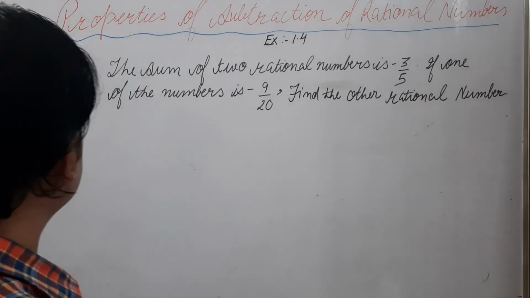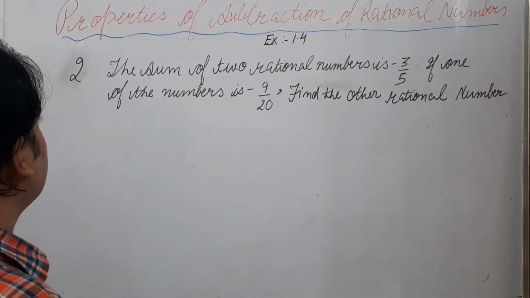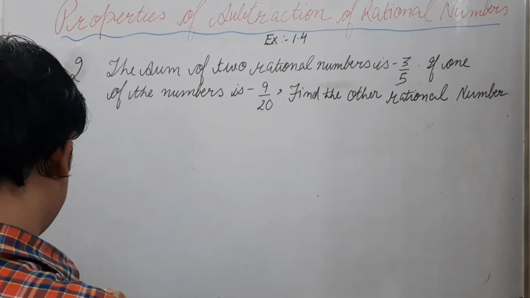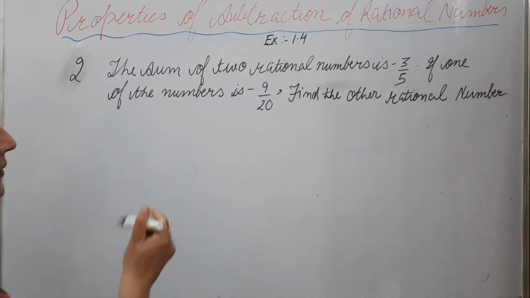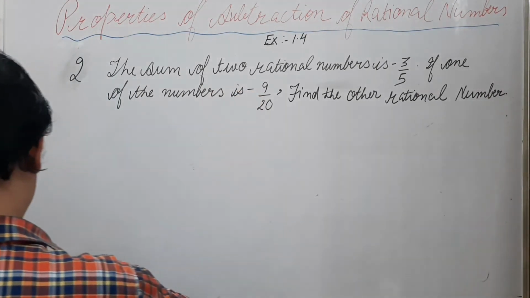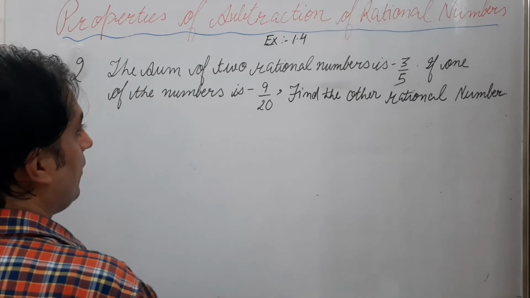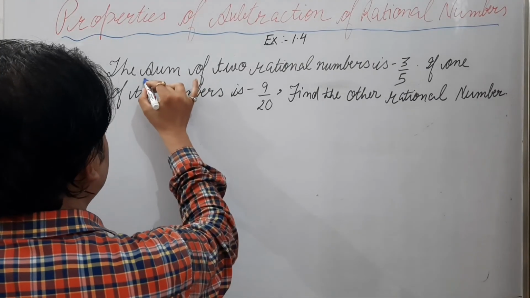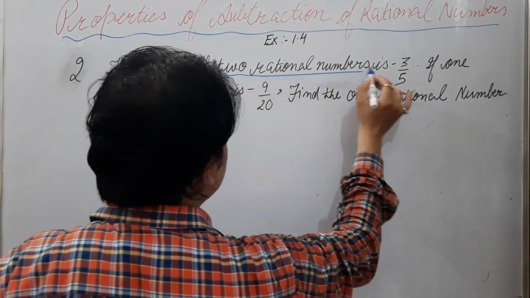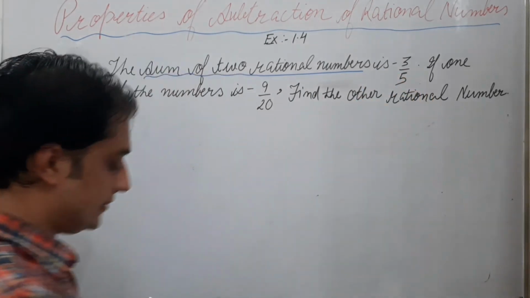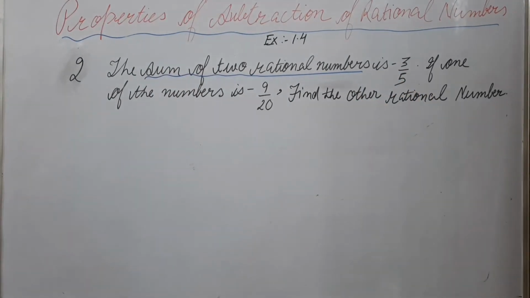In this question, the sum of two rational numbers is 3/5. So the sum is given. In the previous questions the two rational numbers were given, and you had to find the difference of the two rational numbers and the sum of the two rational numbers.